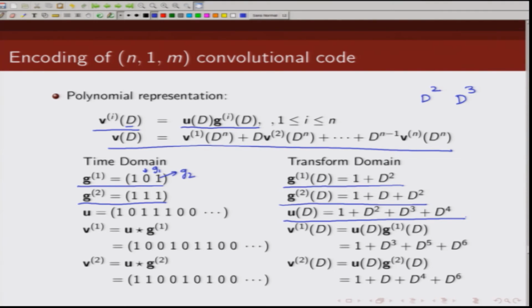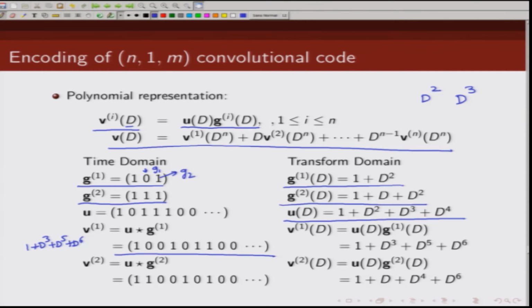Now, the discrete convolution of information sequence, this G1, is basically given by this, and this if I write in delay operator form will be what? 1 plus D square D cube plus D4 D5 plus D6. And what is UD? UD is given by this, G1d is given by this. So, let us multiply these two. So, what do we get?